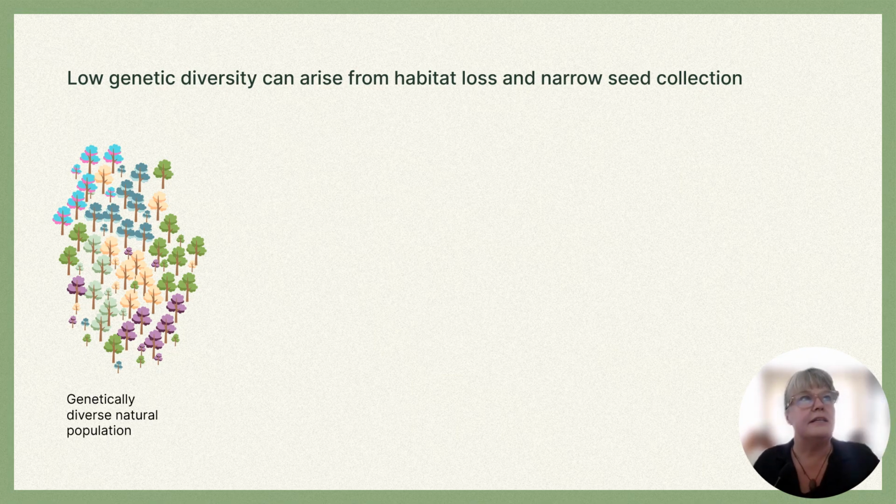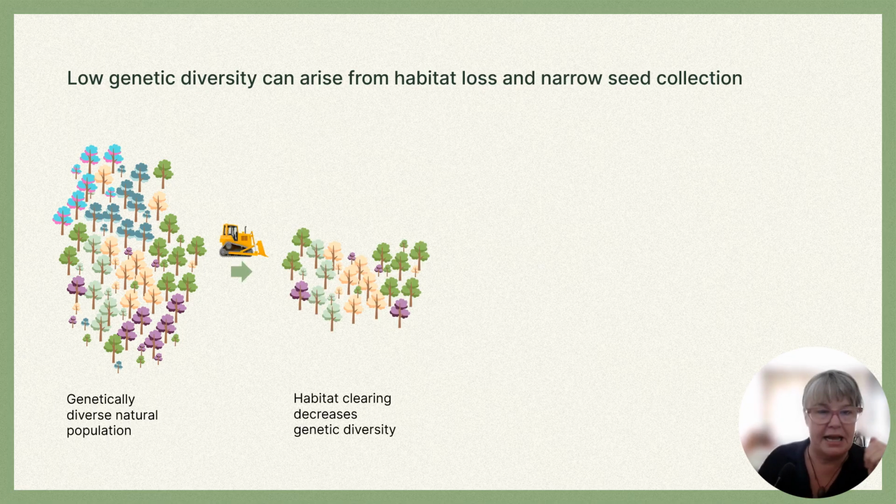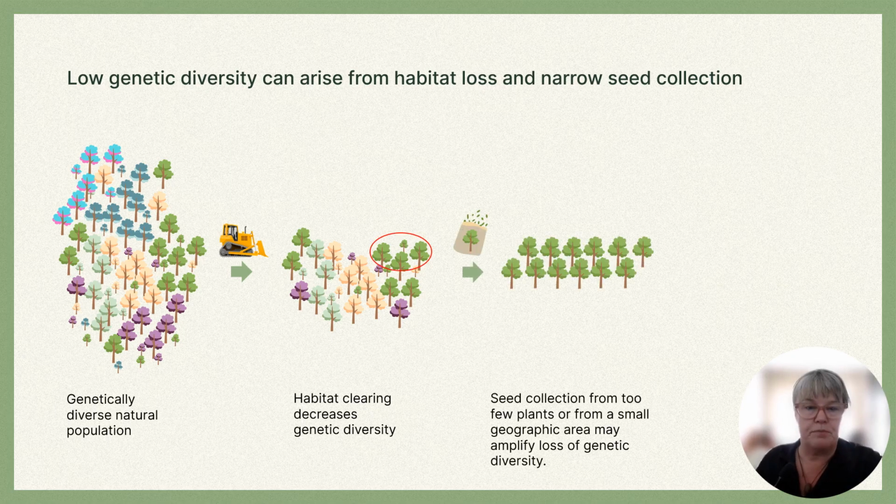So now let's talk about how low genetic diversity can arise and the consequences of it in your restoration planting. Low genetic diversity can arise from both habitat loss and narrow seed collection. Here we have a genetically diverse natural population of a single species, habitat clearing happens, and just by chance alone, we know that when we lose individuals, we lose genetic diversity. So someone comes along, collects seed from just a few plants, which is not uncommon, and their narrow collection amplifies this loss of genetic diversity.